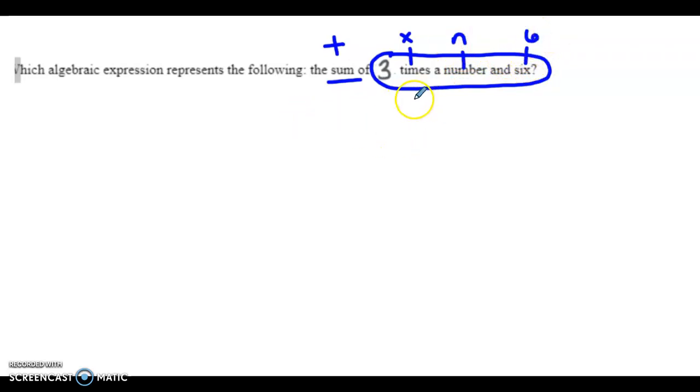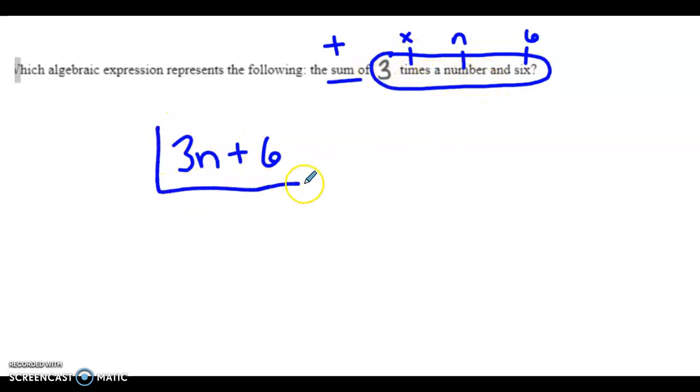So I'm going to go ahead and write this out. I'm going to have 3 times a number, so I'm going to let that be 3 times n, and 6. But remember, it says we're doing the sum of that, so we're adding those two things together. We're adding 3n and 6. So the sum of 3 times a number and 6. This is how you would write that out. We have the sum of 3 times a number and 6.